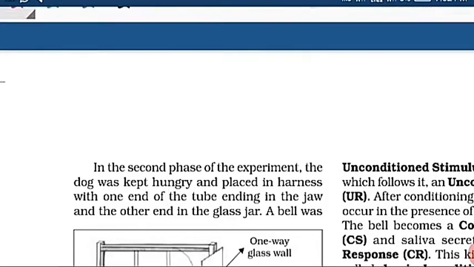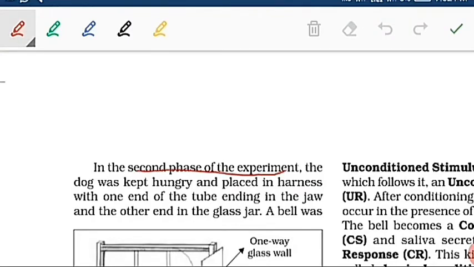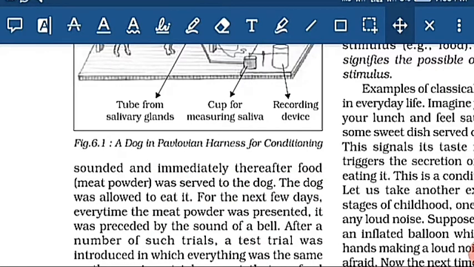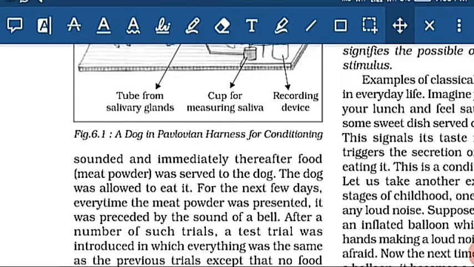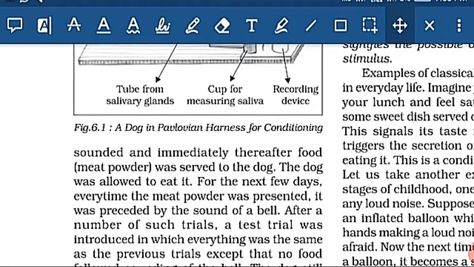So what happened in the second phase? In the second phase of the experiment, the dog was kept hungry, and with the tube ending in the jaw and the other end in the glass jar, there was always a sound of a bell. After the sound of the bell, immediately the food was served and the dog was allowed to eat. When this happened for some days, every time the meat powder or food was presented, it was preceded by a sound of the bell.